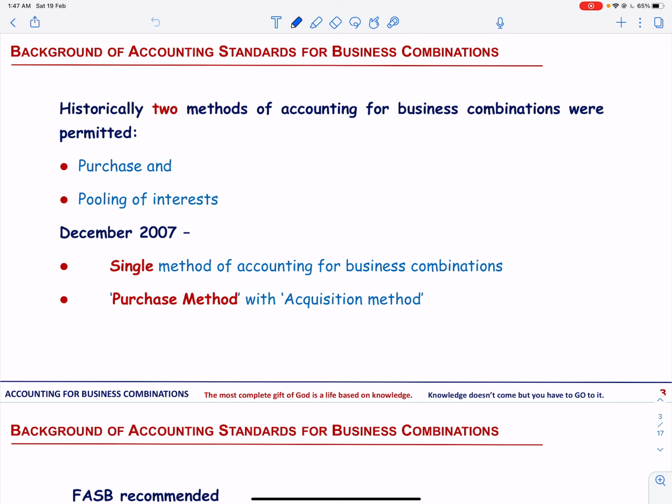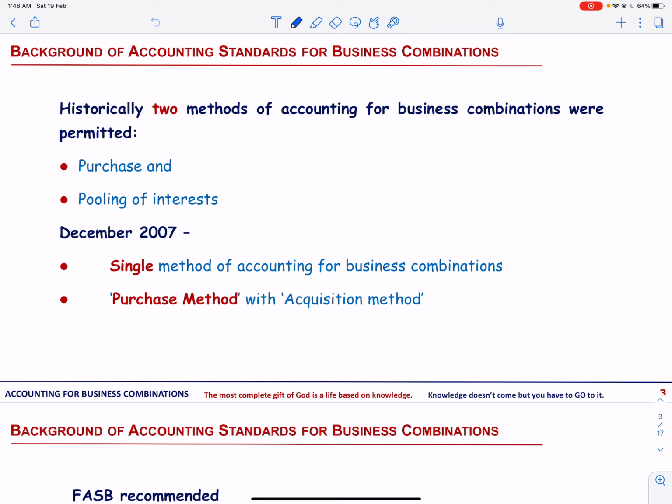In December 2007, FASB, with the objective of having more comparable and transparent financial statements, announced a change whereby they replaced FASB statement number 141 with statement of financial accounting standards number 141R, according to which they mandated the use of only a single method of accounting for business combinations. They also replaced the term purchase method with acquisition method.